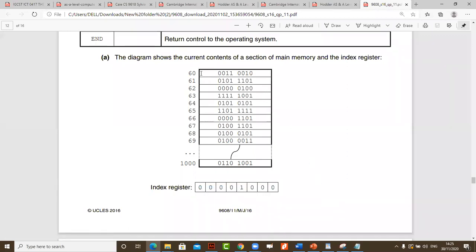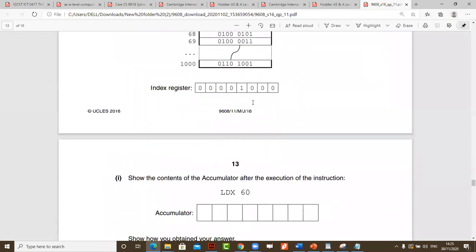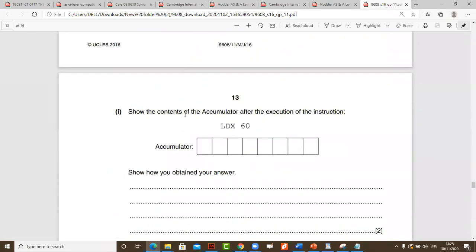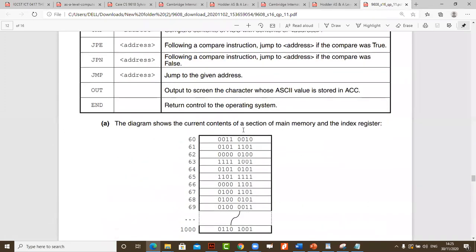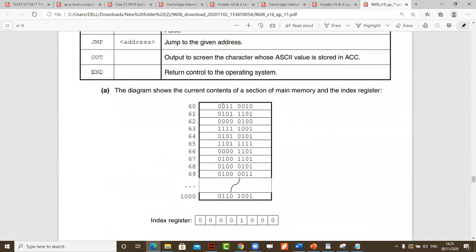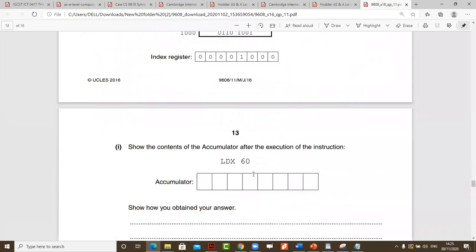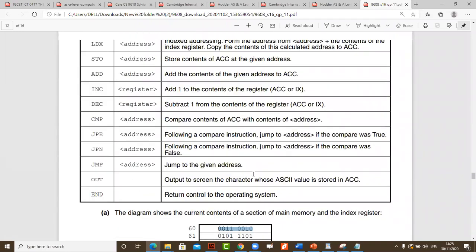So you do know कि at the following address location, following location पे what contents do I have? Any problem in that? Right? No. So let's look at the first question. Show the contents of the accumulator, over here, after the execution of the instruction LDX60. Okay, now you don't know what this 60 is, but what is LDX60? Okay, right. Let's have a look.